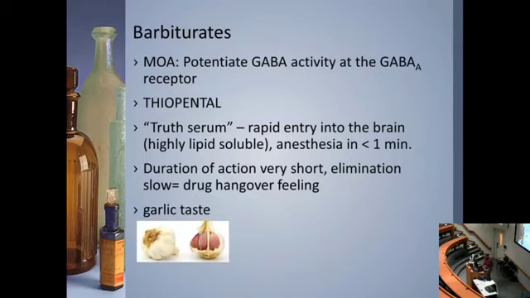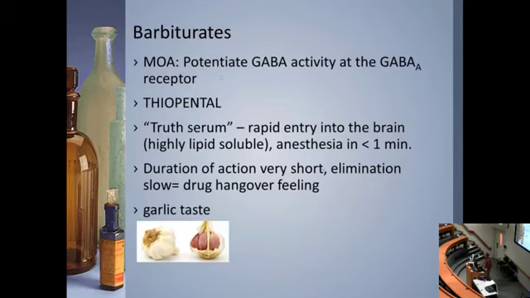So the barbiturates, remember, they're going to potentiate the GABA activity at the GABA receptor. And we said thiopental was the one that we had talked about earlier. This is the one that we said was truth serum. It's got really quick entry into the brain, highly lipid soluble. And anesthesia can be accomplished at the proper dose in less than a minute. But the duration of action is very short. So you've got to keep that drug on the IV for the duration of the procedure.